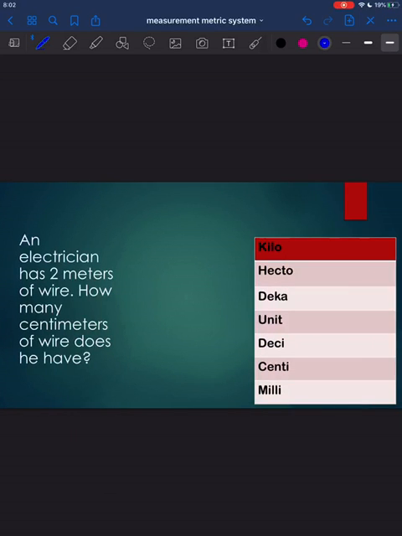All right, so now we're going to get into the word problems. Now that you know how to convert, remember word problems are 2 steps, for the most part: you have to answer the question as well as solve the problem. So in this problem, an electrician has 2 meters of wire. How many centimeters of wire does he have? We are going to go from meters, which is at unit, to centimeters. And I don't have to solve anything. This is really just a conversion. So if he has 2 meters, he has 200 centimeters.